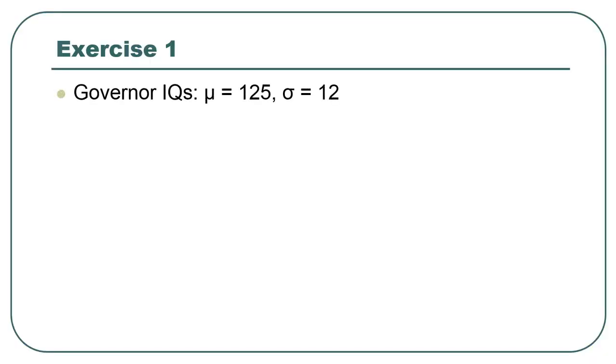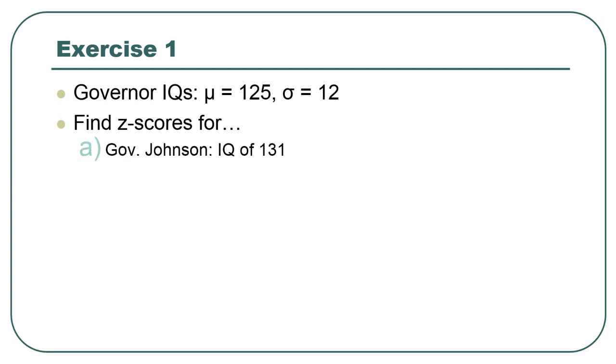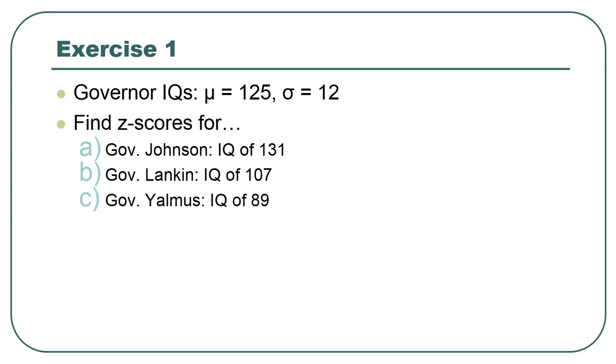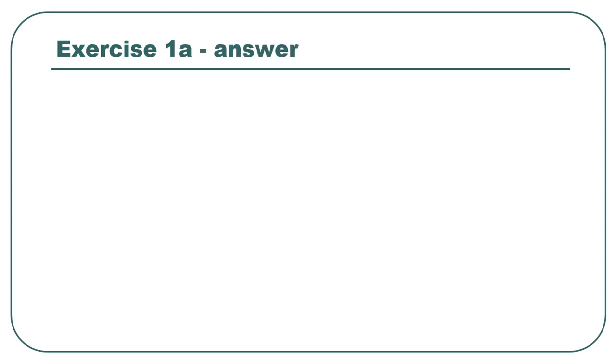So let's imagine that governors of states in the United States have a mean of 125, which is a ridiculously high mean IQ, and a standard deviation of 12, which is a little less than the overall population. Then find the z-scores for these following people. Governor Johnson, who has an IQ of 131, Governor Lincoln, 107, Governor Yalmas, 89. Now pause this before you go on, before you see the answers, but now I'm going to work through them.